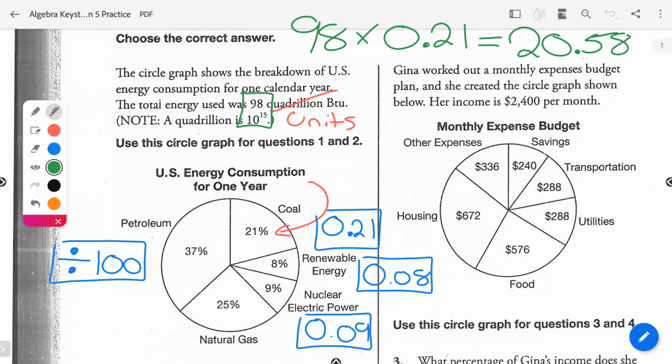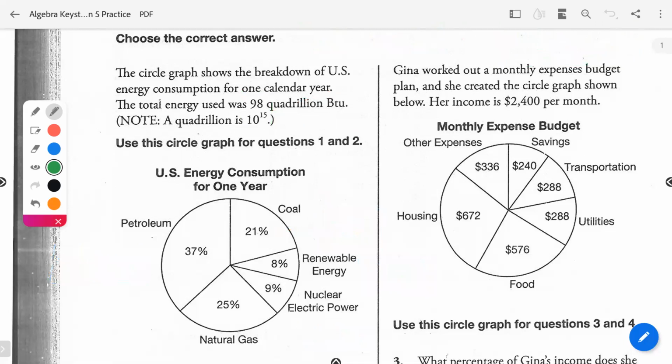When I take 98 times 0.21, I get 20.58. Now, yes, there are decimals, but what this is telling me is that 21% coal out of 98 parts is represented as 20.58. So 20.58 parts are specifically from coal. You could do the same thing for renewable energy. You take 98 multiplied by 0.08, and now you have how many parts of the whole are from renewable energy. So this is how you use a circle graph that has the slices broken down into percents.